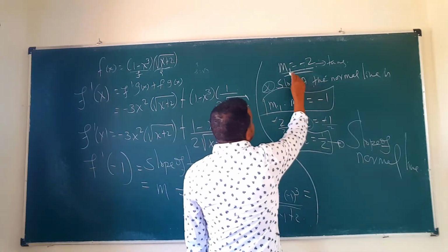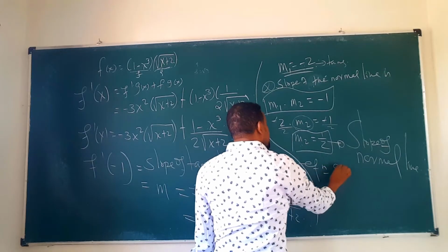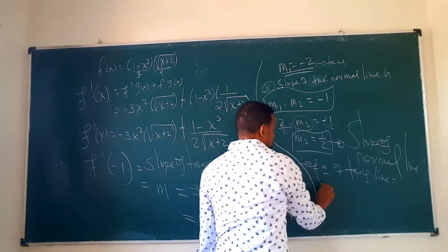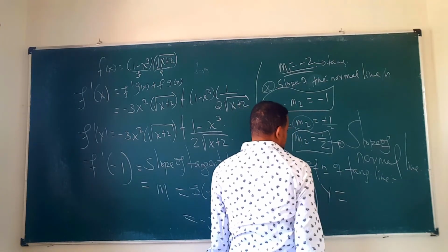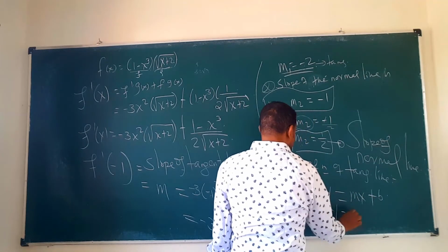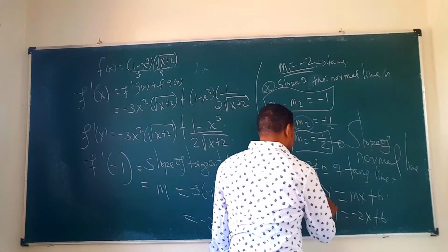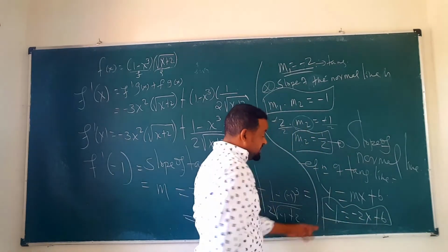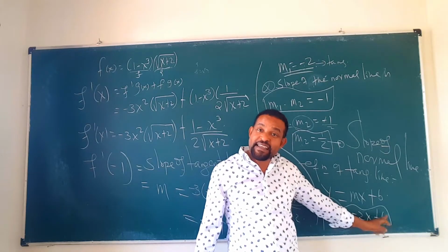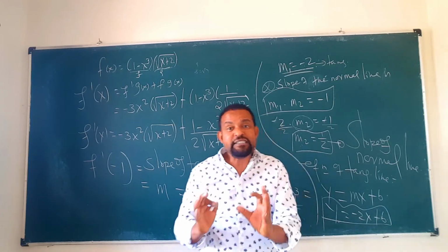Good, so now let's go back to the steps. m1 is equal to negative 2. So what was the equation of the tangent line? y is equal to mx plus b. What is the slope? The slope is negative 2, so y is equal to negative 2x plus b, where b is the y-intercept. So we need to find the value of b to find the equation of the tangent line.